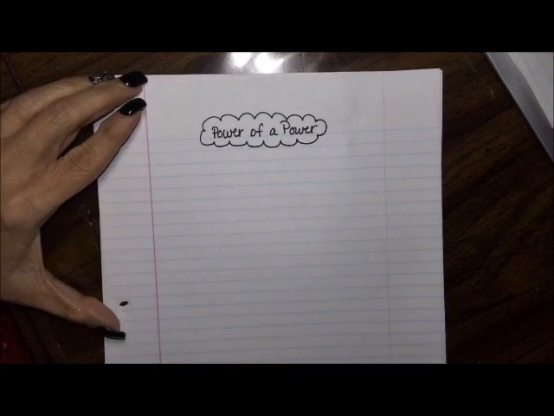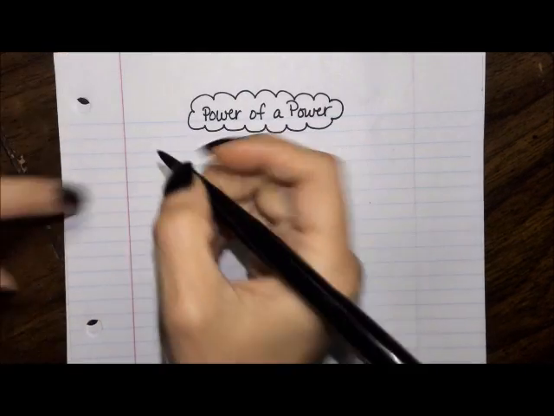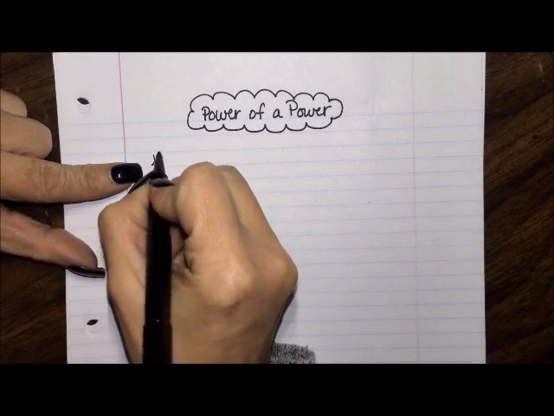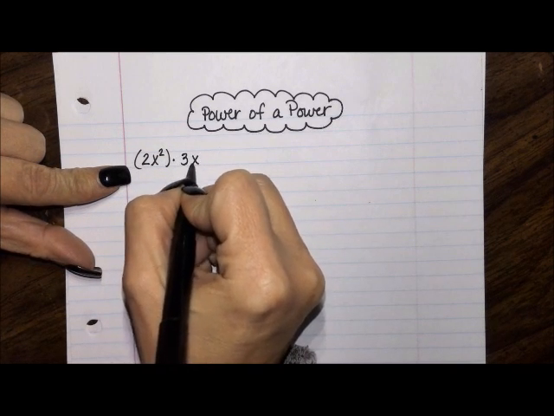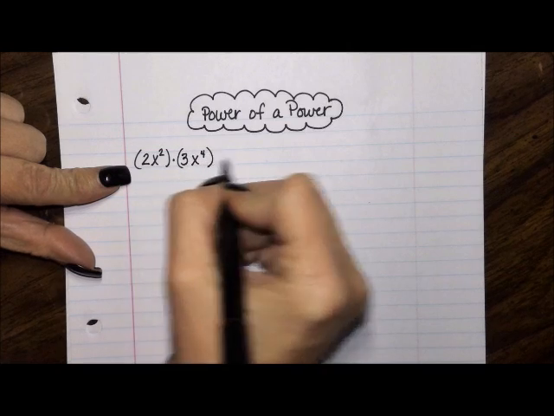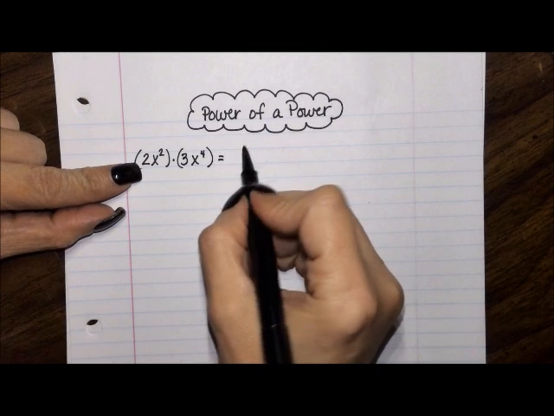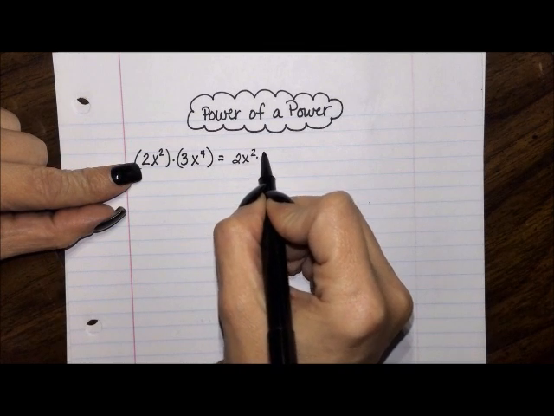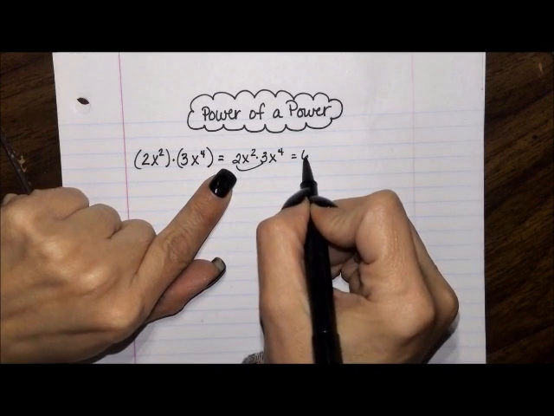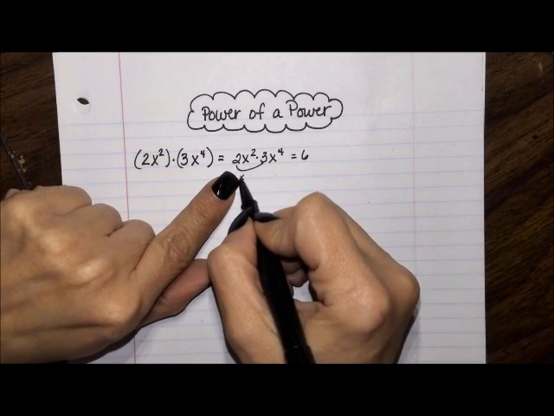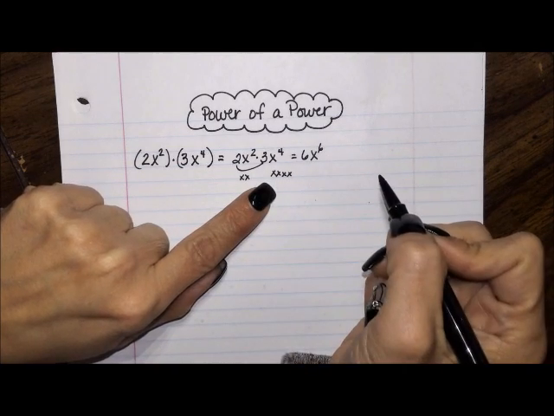Okay, gang, so let's look at the power of a power. We already touched on this with our exponents, but let me just remind you. When you do the product and you have something like 2x squared times 3x to the fourth, that just means we multiply it together. So I could remove the parentheses and have 2x squared times 3x to the fourth. 2 times 3 is 6. There's 2 x's here and 4 x's here for a grand total of 6 x's.